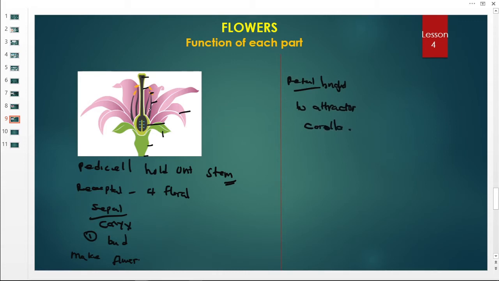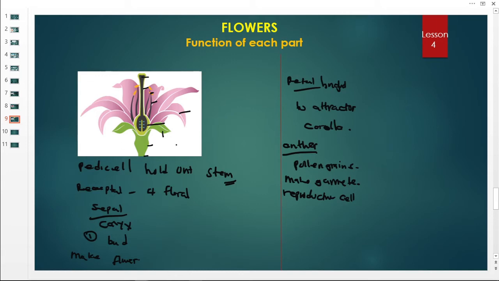Then we have what we call the anther. These anthers are very important because they produce what we call the pollen grains. These pollen grains are the male gametes. So what is a gamete? A gamete is a reproductive cell of an organism. With flowers and plants, the male reproductive cells are called pollen grains, produced by the anthers.